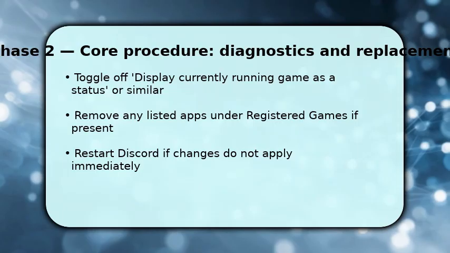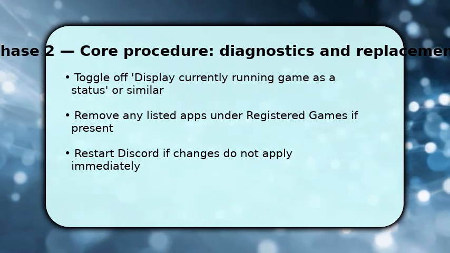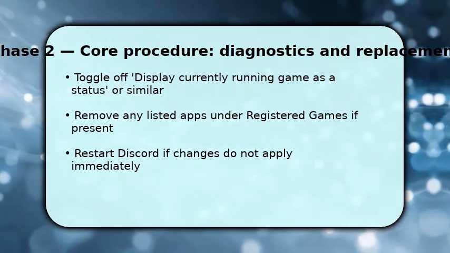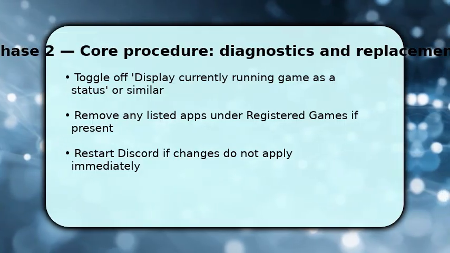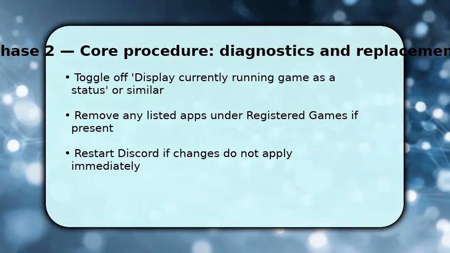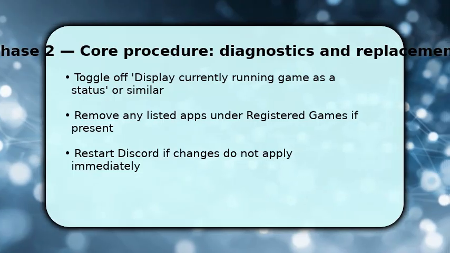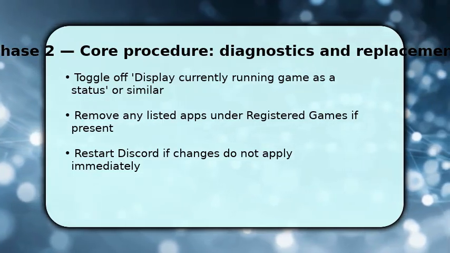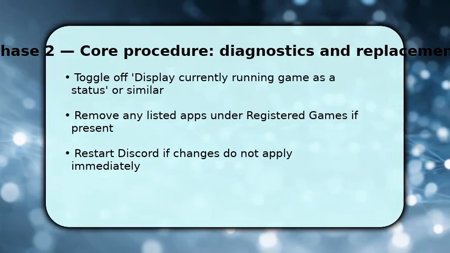Find and toggle off display currently running game as a status. You do this because Discord reads running processes and posts that as your activity. Turning it off stops automatic sharing. If games are listed under registered games, remove them by clicking the X or remove button so they won't reappear.